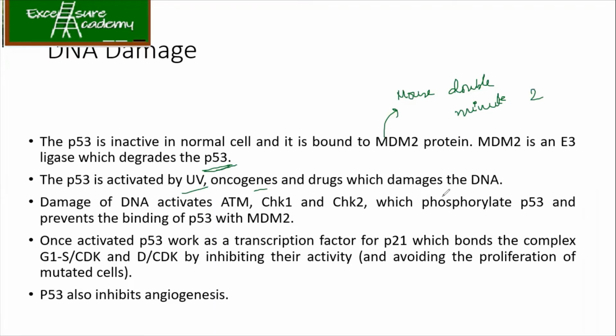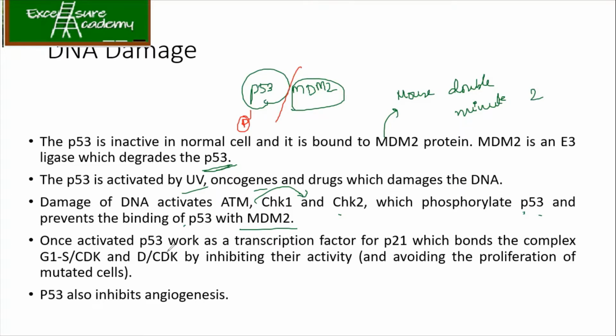Now, the damage of the DNA is going to activate your ATR, ATM, which in turn is going to activate your checkpoint kinase 1 and 2, which will phosphorylate P53. So this will prevent the binding of P53 with the M2. P53 is bound to MDM2 protein. Now, upon phosphorylation, what will happen? They get dissociated from the M2.